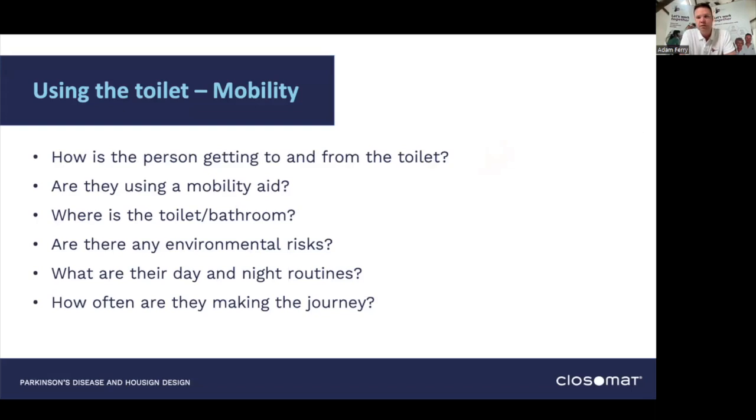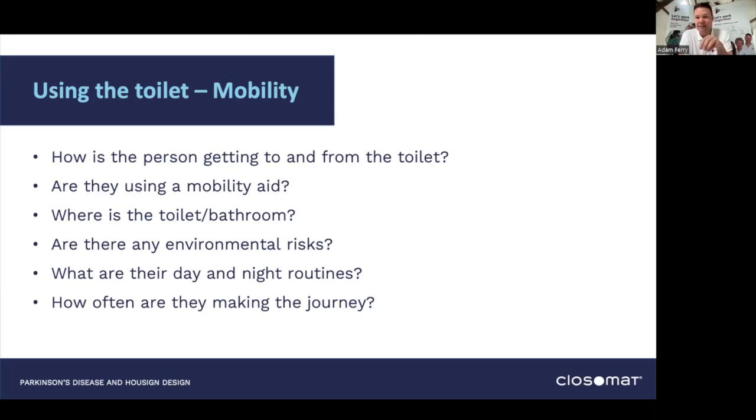So we're going to start looking more specifically about when we're assessing somebody with Parkinson's, what sort of questions do we need to know? It doesn't mean we need to ask all these questions, but when we're conducting our assessment and thinking about activity analysis, what is it we need to understand about what that person does and how they do it? So using the toilet, I'm going to focus on that specific task.